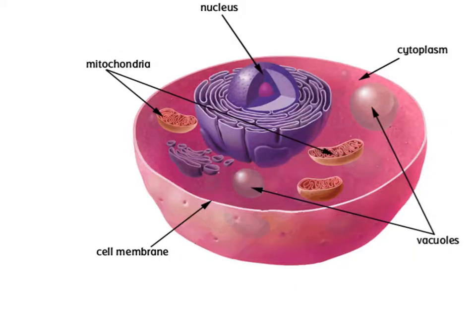As you can see, everything here is like the plant cell, except there's no cell wall. There's a new thing called the vacuole. A vacuole is distributed in the cytoplasm, and it stores water and other substances.